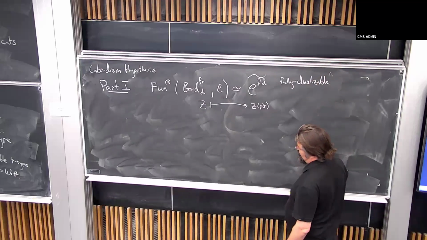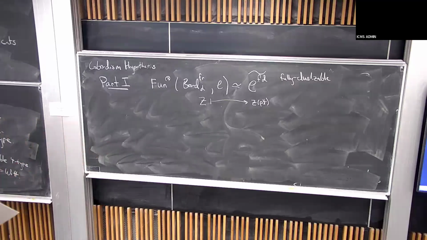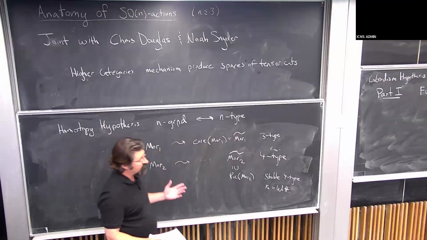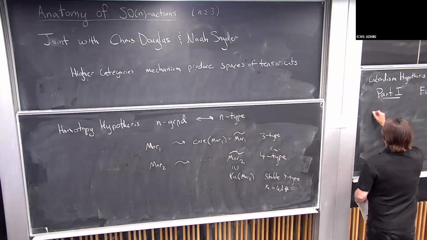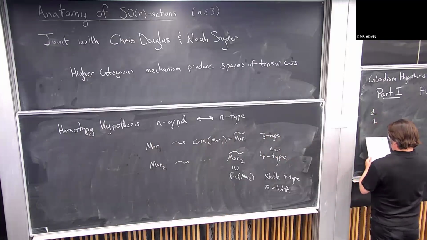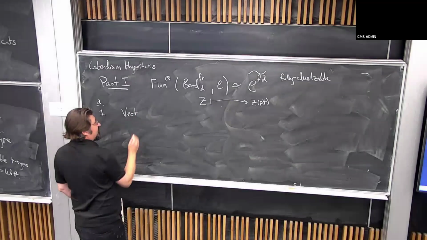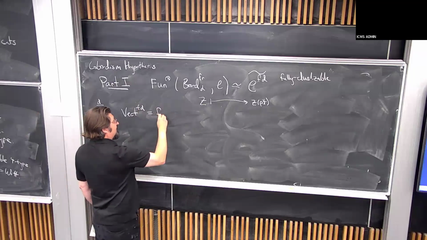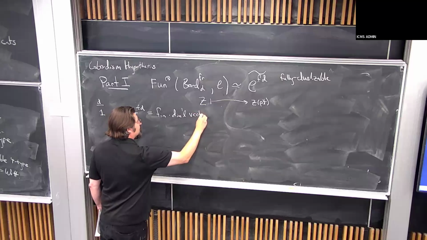So you can then go and ask, if you have some particular higher category, okay, what are the fully dualizable objects in that category? So here are some various examples. If you look at the category of vector spaces, then the fully dualizable part are the finite dimensional vector spaces.